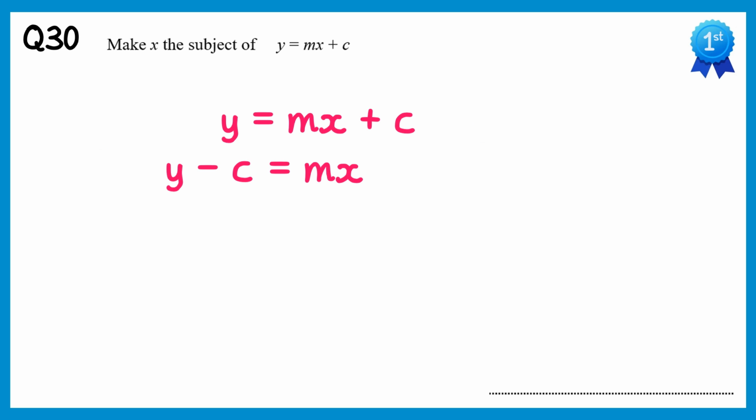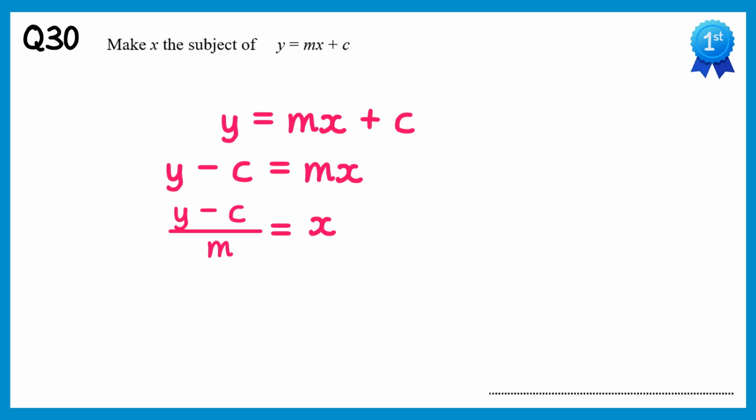Next, we need to tackle the m. mx means m times x, so we're going to divide by m to eliminate it. So if you divide by m on both sides, on the left-hand side, you've got y minus c already, but then you divide this by m. We would write that as over m. Then on the right-hand side, this will cancel the m, leaving us just with x.